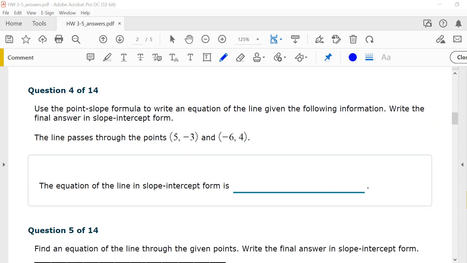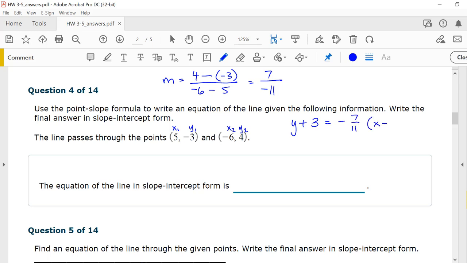Same thing again. I have x1, y1, x2, y2. My slope will be 4 minus -3 over -6 minus 5. So 4 plus 3 is 7. -6 minus 5 is -11. My slope is -7 over 11. Now, my equation is going to be y minus -3 equals slope, -7 over 11, times x minus 5.